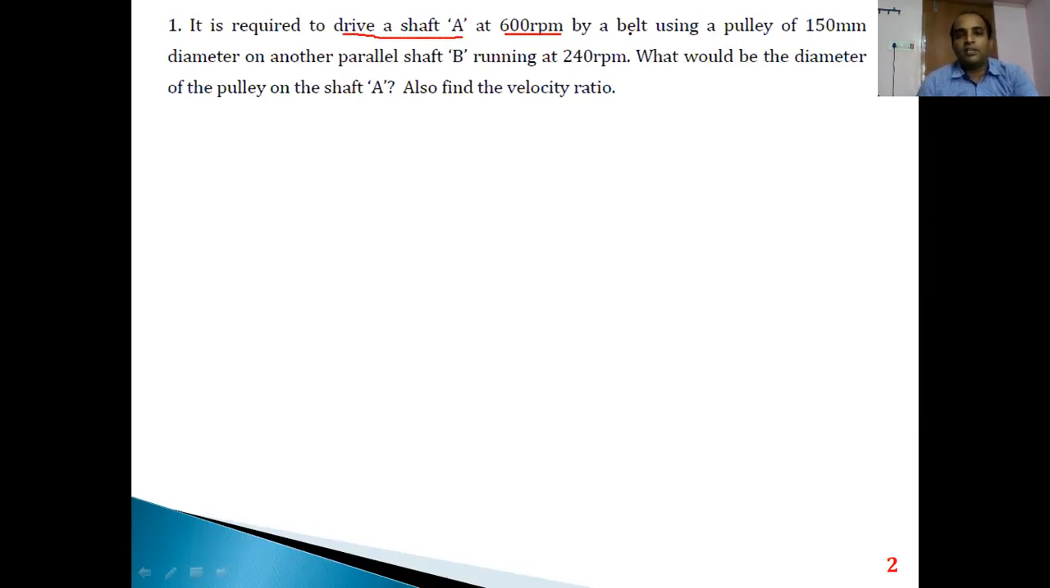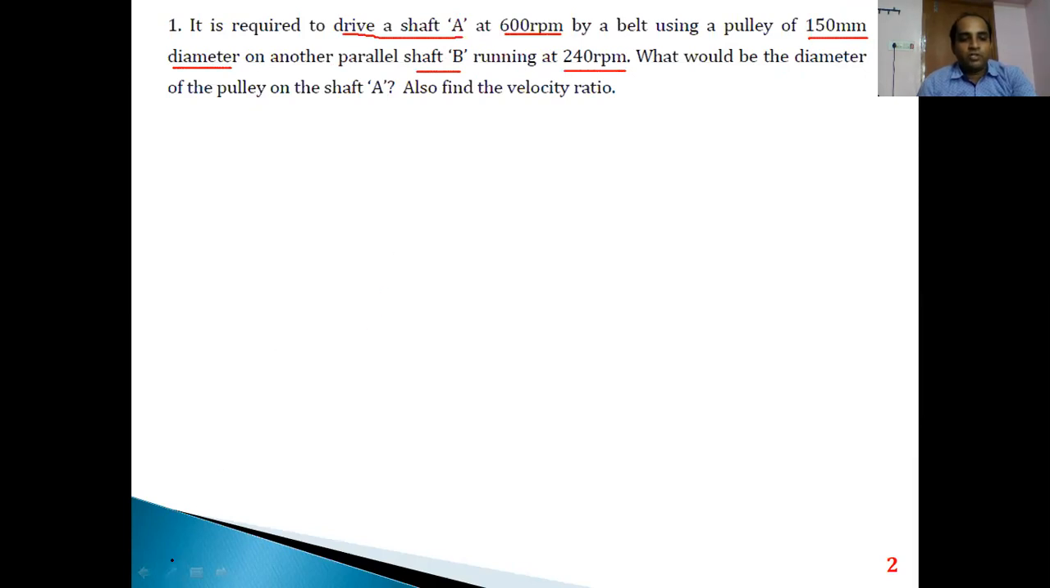By what? Using a belt with a pulley of 150 mm diameter. Where is it? It is on another parallel shaft B. Once shaft A becomes the driven pulley, then the pulley mounted on shaft B becomes the driver pulley, and the diameter of this driver pulley is 150 mm. And this driver pulley rotates at 240 rpm. So with these conditions, you need to find out the diameter of the driven pulley at shaft A, along with that, the velocity ratio also.